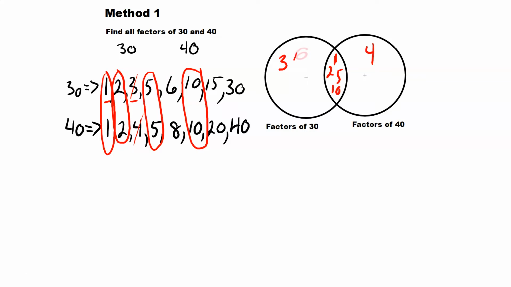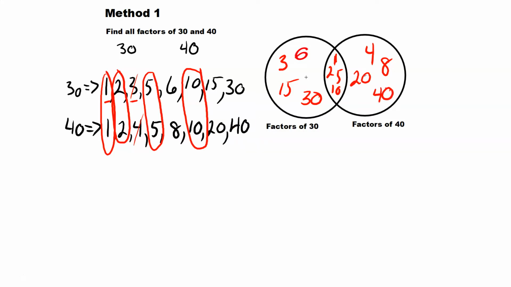The 6 goes in here. The 15 goes in as a factor of 30. And of course 30 goes in as a factor of 30. Finishing off the factors of 40, I've got an 8 there, so put it in. I've got a 20, and of course the 40.